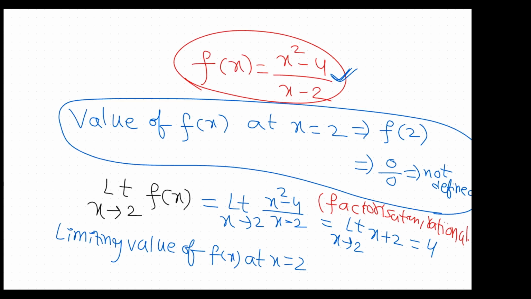Third case I'll give you where both of them are not defined. That means the value you can't tell, the limiting value also you can't tell. Limiting value also not defined. That kind of case will be there or not? It will be there. Clear? Where will we see such cases, sir? Where will you see such cases?